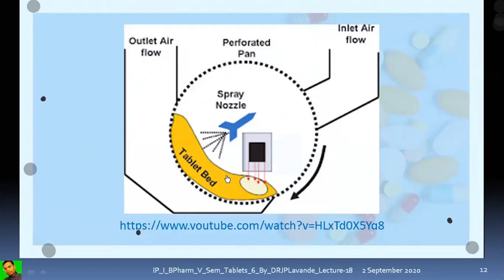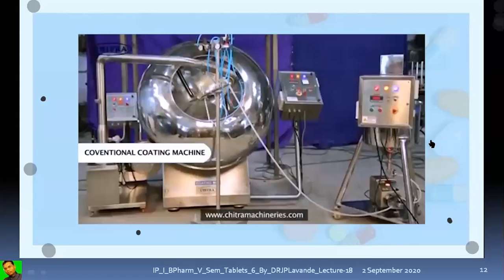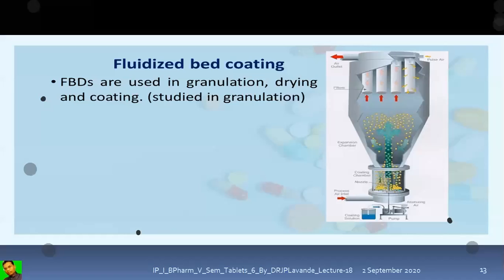The air handling unit. Right. So this is the way by which the process of coating occurs in the conventional pan. Now there is another method, which is the use of a fluidized bed, right? With the use of a fluidized bed also we can go for the coating of tablets. FBD is used in granulation, drying, and coating, which we have already studied during the process of granulation.